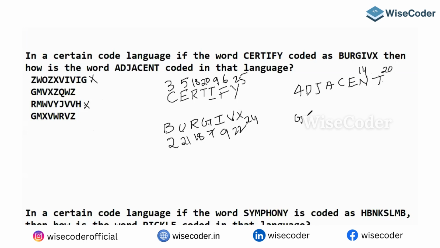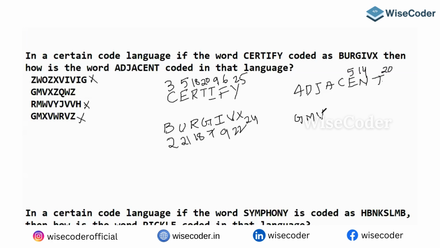14. You need to add what? 13. What is the 13th letter? M. E is 5. How much do I need to add to get 27? 22. What is the 22nd letter? V. So GMV, GMX. So the last option is eliminated. So followed by, you can write your answer.